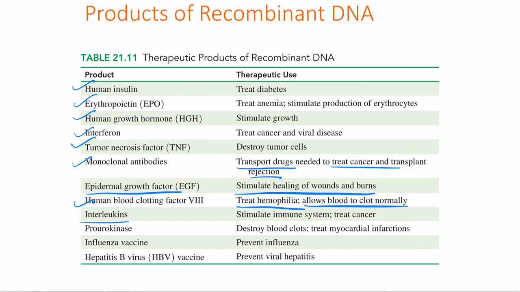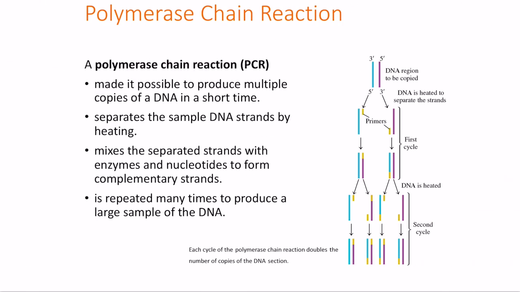You have interleukins, which can stimulate the immune system and treat cancer. You have purinokinase, which is used to destroy blood clots and treat myocardial infarctions. You have influenza vaccine, which is also created by recombinant DNA, used to prevent influenza. You have hepatitis B vaccine, which is used to prevent viral hepatitis.